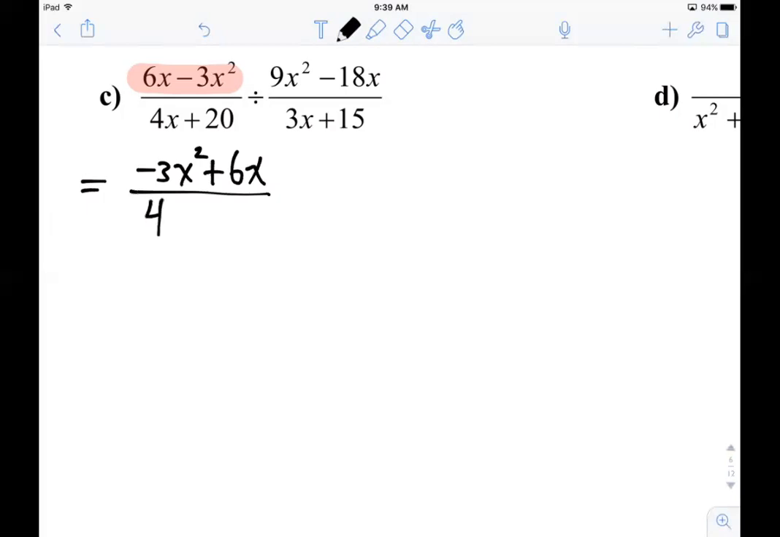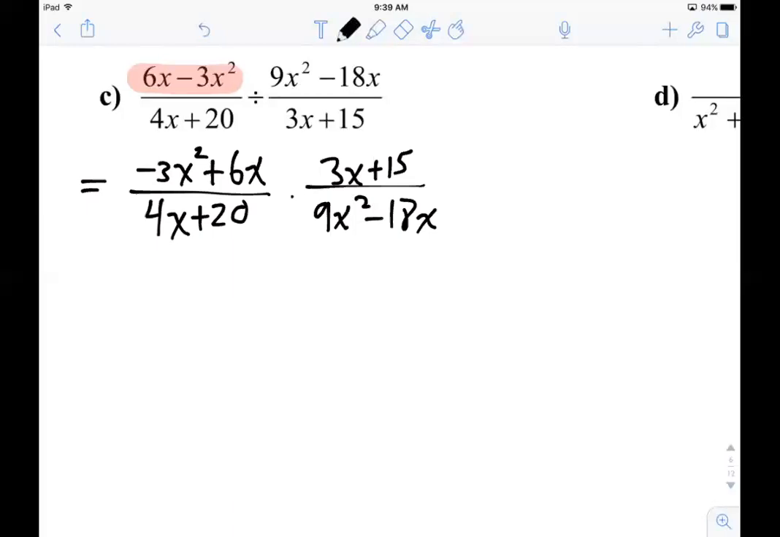And I still have 4x plus 20. But then I'm going to multiply that by, well, I'm going to put 3x plus 15 on top now to make this the reciprocal. And 9x squared minus 18x goes on the bottom. And now I'm going to start factoring.